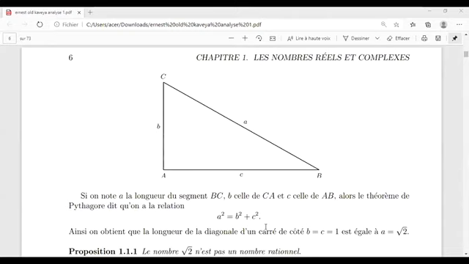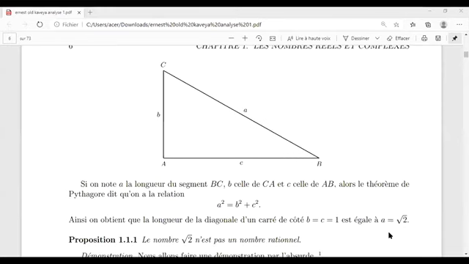So we note that if we, for example, suppose that B is equal to C, and all of it is equal to 1. That is to say, we have 1 squared plus 1 squared, that's 1 plus 1, which is 2. So for us to find the value of A, we're going to say A is equal to the square root of 2. Okay. Proposition. Very, very important.